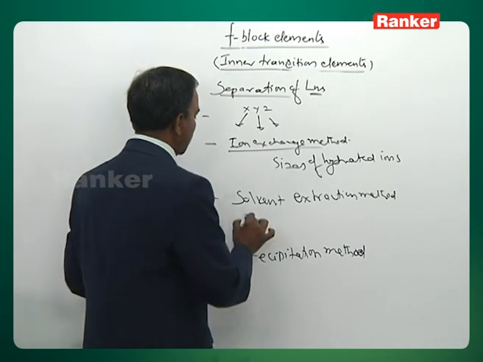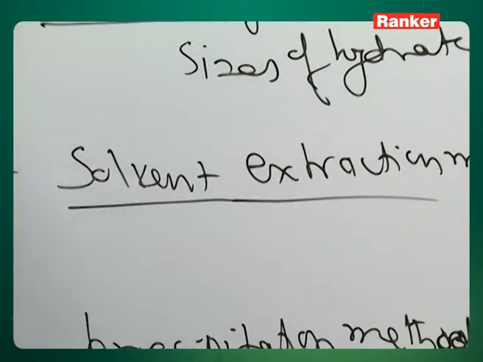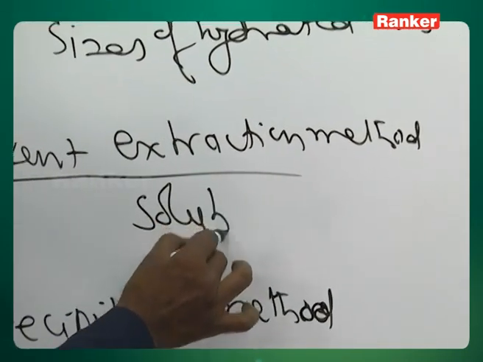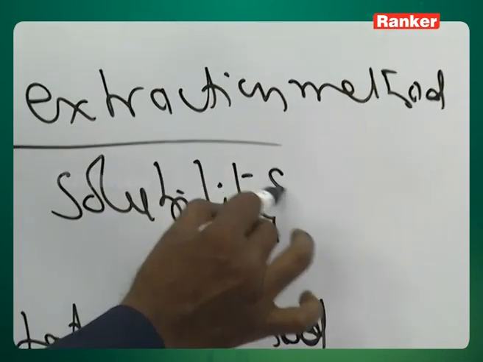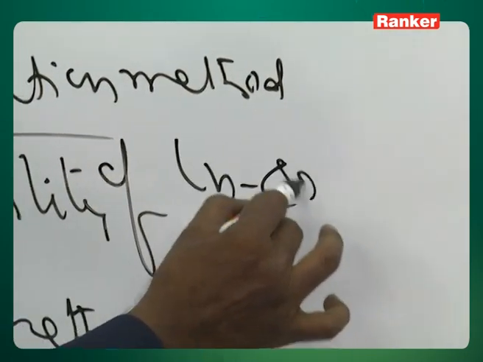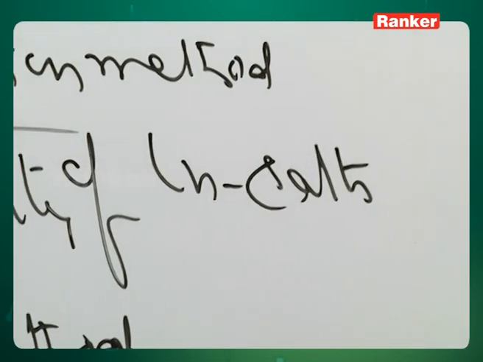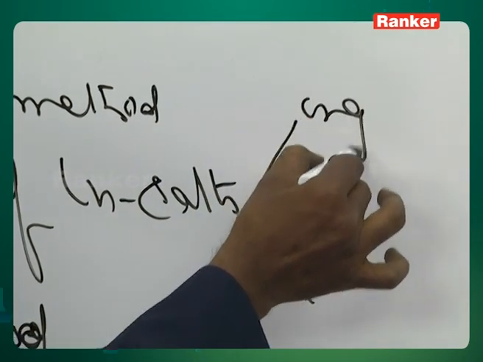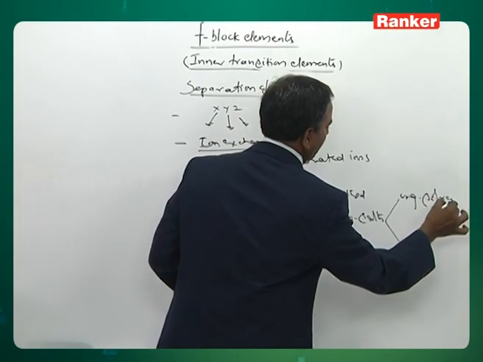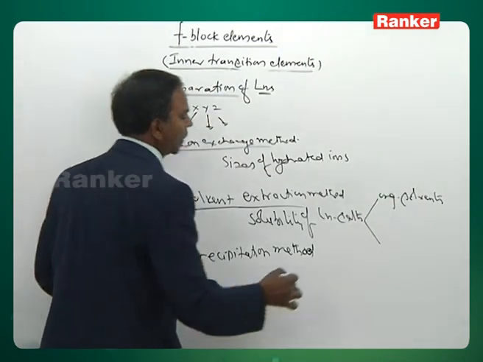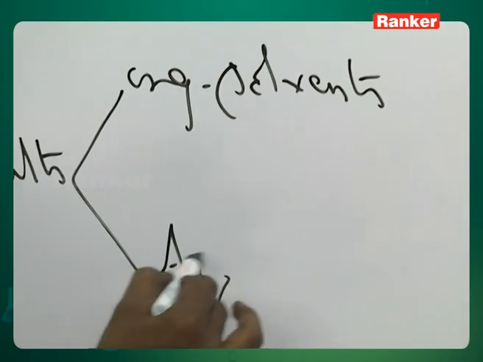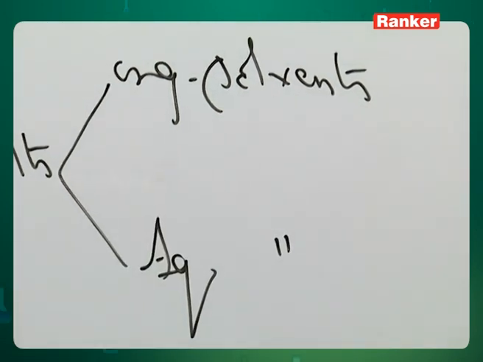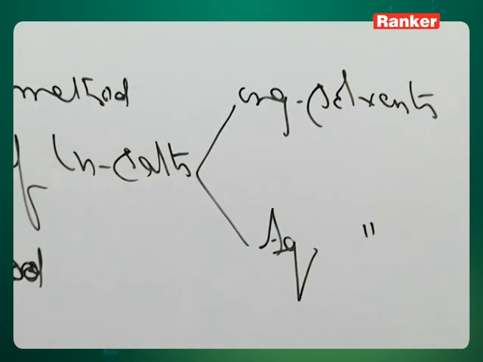Coming to the next one, the solvent extraction method. This method is dependent on the solubility of lanthanide salts. What is this solubility of lanthanide salts? Some of the lanthanide salts are more soluble in organic solvents, and some of the lanthanides are more soluble in aqueous solvents. Based on their solubility, we can separate one lanthanide from the other.